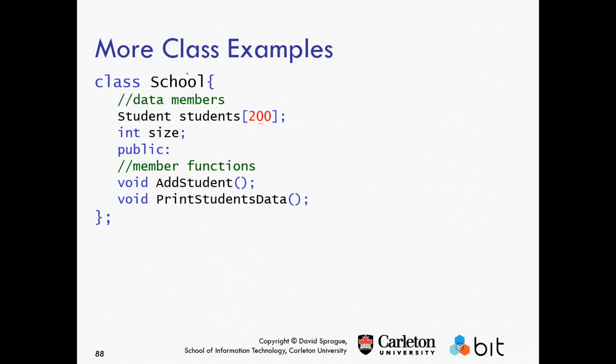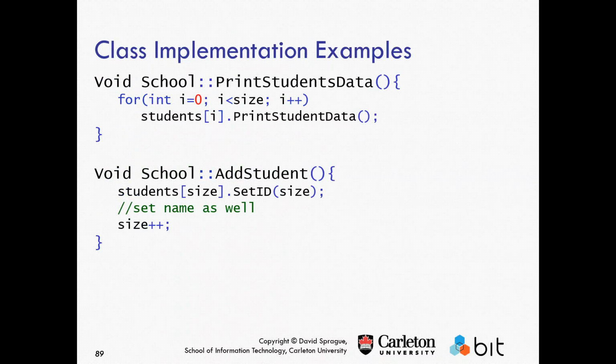When I want to add a student, let's go back one. This school size is a member variable because each school is going to have a different number of students, right? If one school is bigger than another one, it has a different number of students. When I add a student, I go to the individual student and set an ID to whatever the size is, if I want to keep that around.